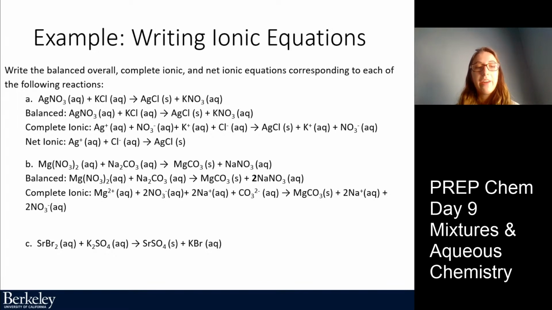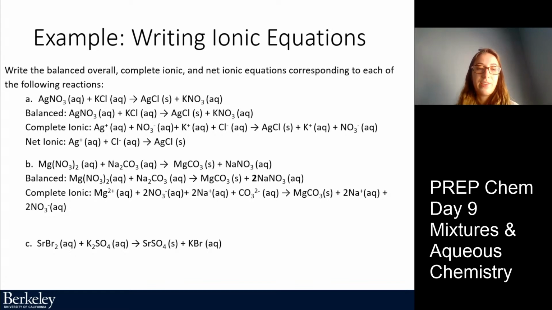So just like we did for part A, we would write all of the individual ions for all of the aqueous species. So you would have the magnesium cations in aqueous solution plus 2 nitrate anions. Again, there's 2 of them, and we know that because we were given magnesium and 2 nitrate anions in the original problem. So you want to make sure that you keep track of all of the different coefficients here. And then you would have 2 sodium cations plus your carbonate anion. And that would go towards your insoluble species plus, again, your sodium cations and your nitrate anions.